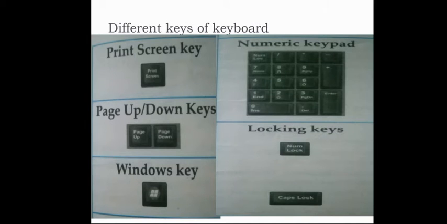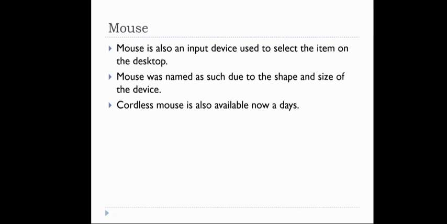Next is your numeric keypad that is available on the right hand side of the keyboard and which is also used to enter numbers. Locking keys, these are mainly two, caps lock and number lock, and page up and page down keys available to move up and down on a page. Print screen, which is used to take a screenshot of the current window, and last one is your Windows key which is used to open the start menu at any time.